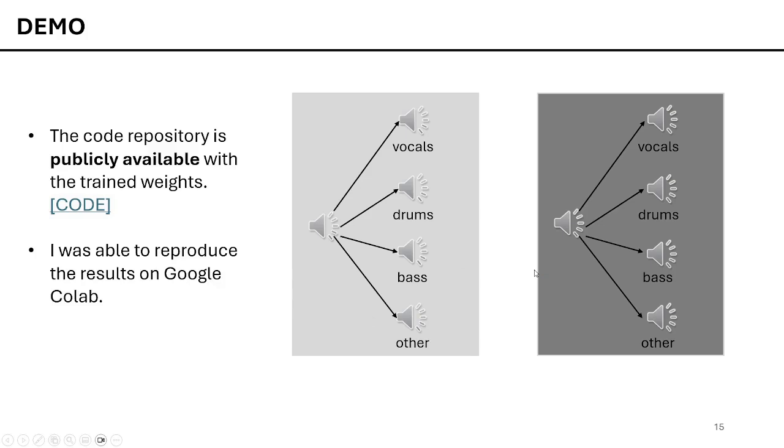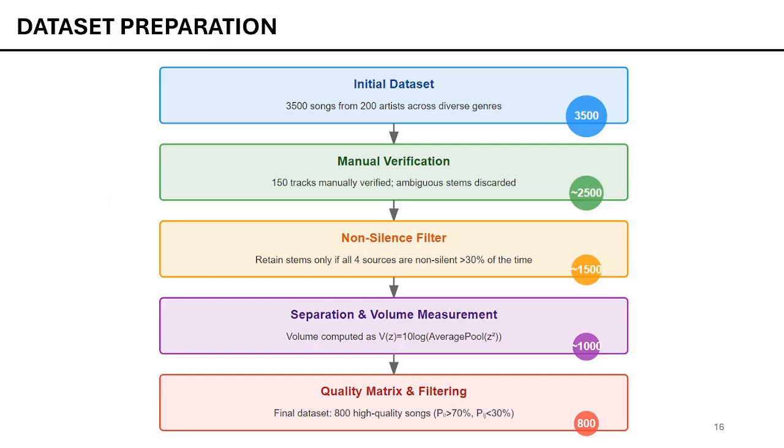Next I have selected a song with more music. So next, dataset preparation. The researchers used an additional 800 songs to train their models. Let's see how they curated the datasets. They started with 3,500 songs from 200 artists across diverse genres. Each song had stems labeled by producers, but these labels were noisy and ambiguous.